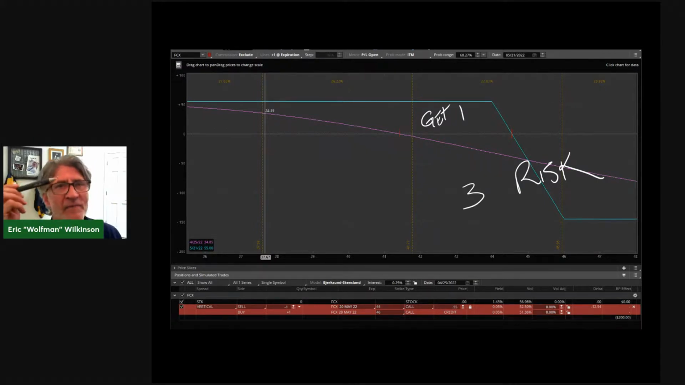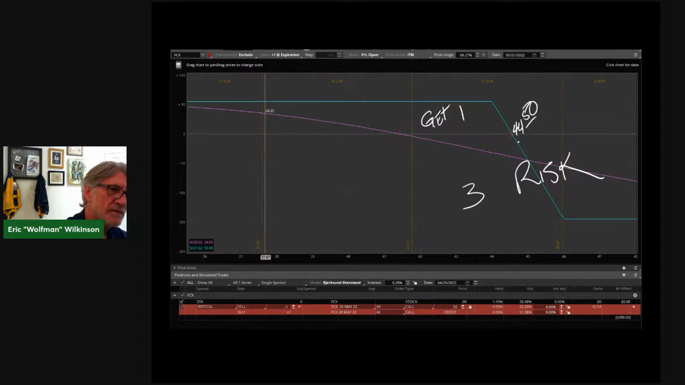I might even have my 44 short calls slightly in the money by 10 cents, but I collected 55 cents. So my break even is at 44.50. All right. So you add your credit in and it gets you up above that short strike by 50 cents. So you still even have a little bit more wiggle room than that.